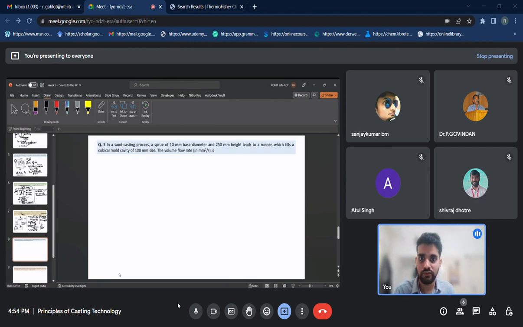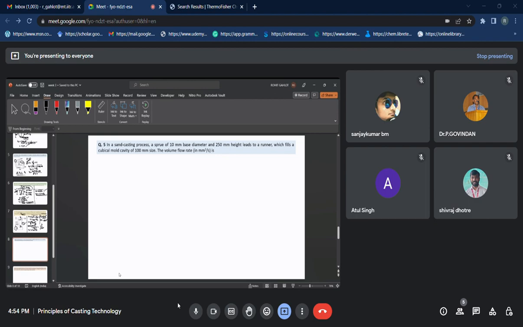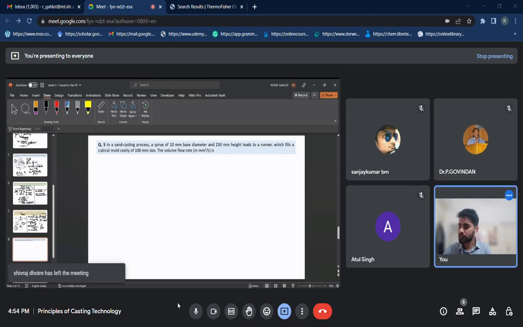Okay then, we will move to question number 5. This is the easiest of all the problems till now. The question says: in a sand casting process, a sprue of 10 base diameter and 250 height leads to a runner which fills a cubical mold cavity of 100 size. Calculate the volume flow rate in cube per second.